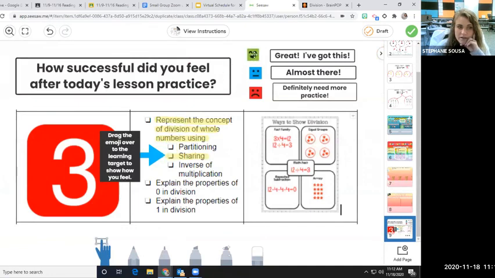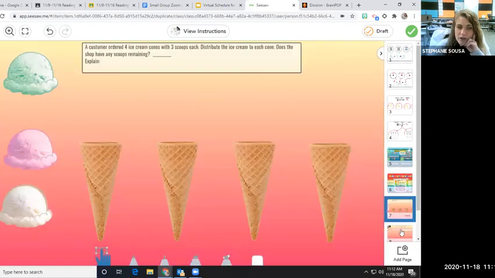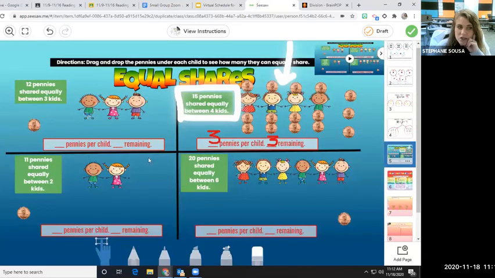Okay. Slide 9, as always, is asking you, how do you feel about sharing? Great, I've got it. Almost there, I just need some more practice. Or I definitely need more practice. I'm not getting this yet. Okay, so how will you be feeling? So when you turn in your assignment today, every single question should have an answer. Especially pay attention to the pages that have more than one problem on them. Okay, this is your assignment expectation for division as sharing.